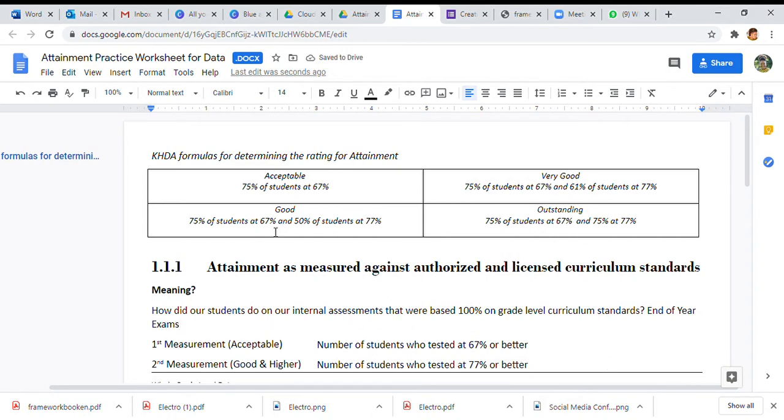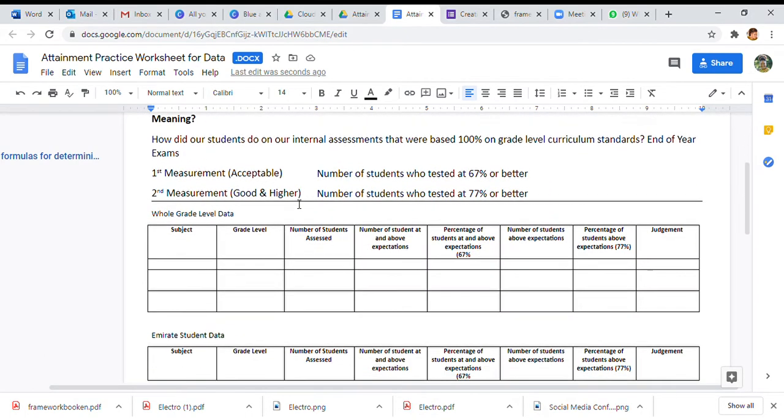Now, the first measurement is acceptable, the number of students who tested at 67% or better. Remember when I said we're coming back to this formula? Well, I'm going to scroll down to the table. I'm going to put in the information for math, grade 3, and look at the number of students that were assessed. In this case, I will go with 100.